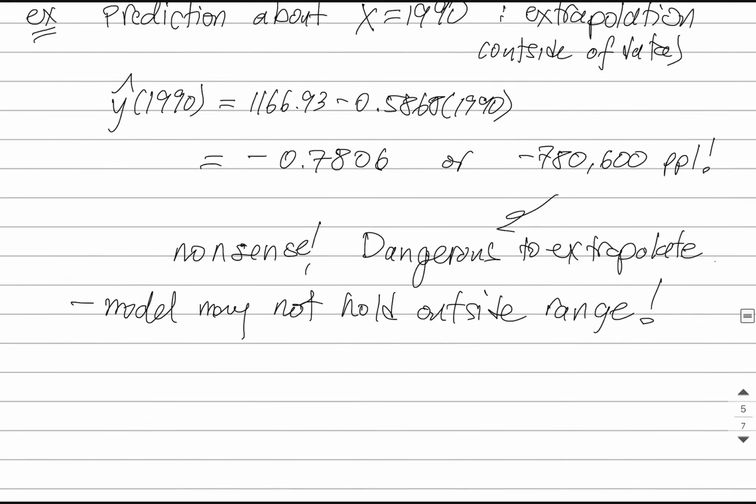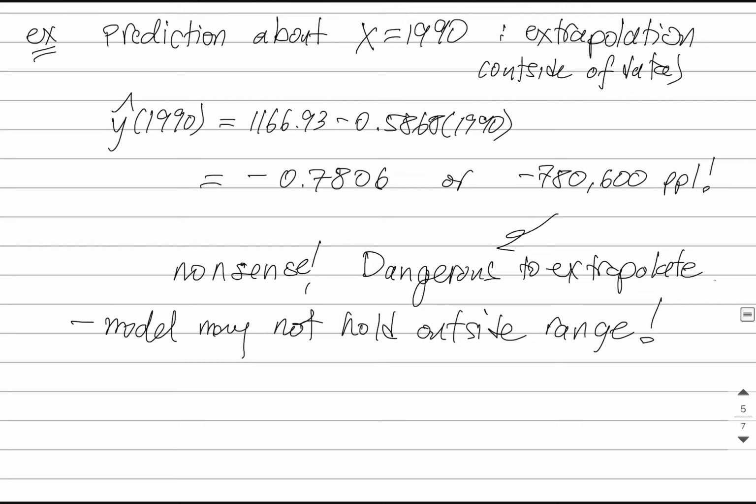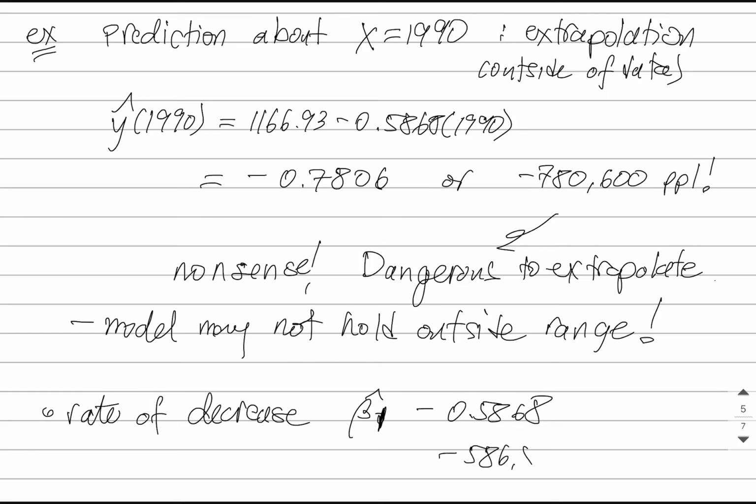Now, based on this, as I've been asking you here, the rate of decrease is just the slope of the line. And that rate of decrease here is this beta 1 parameter. In this case, it's negative 0.5868, or negative 586,800 people per year. So this least squares regression is a very simple, easy way of going about things and making some pretty powerful predictions. We want to be able to say something about the accuracy and how reliable it is, and we'll talk about that in the next video.